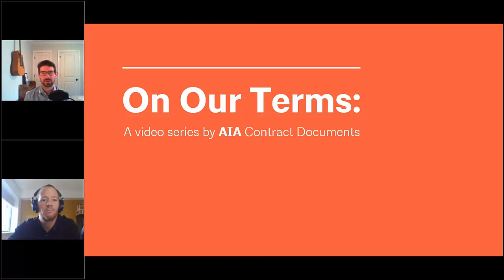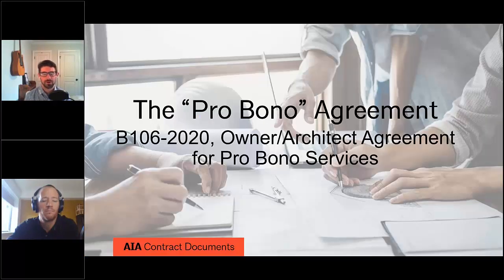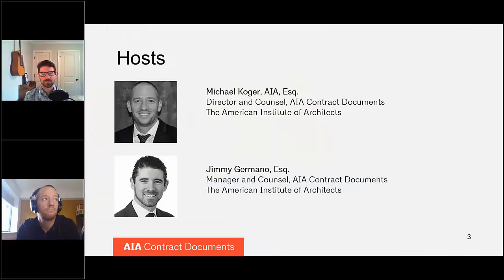In this video, we are going to be talking about the Pro Bono Agreement, which is the B106-2020 Owner-Architect Agreement for Pro Bono Services. As always, we are your hosts, Mike Koger and Jimmy Germano. We are both attorneys in the American Institute of Architects Contract Documents program.